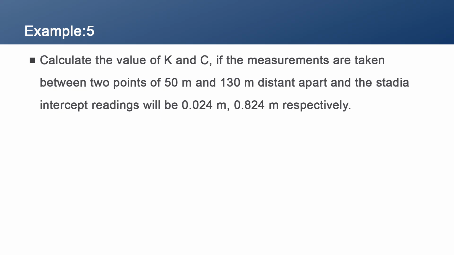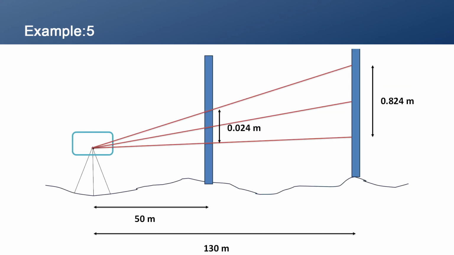Let us move to the next example. Calculate the value of K and C if the measurements are taken between 2 points of 50 and 130 meter distance apart and the stadia intercept readings are 0.024 and 0.824 meter respectively. See the figure and read the problem again for easy understanding.